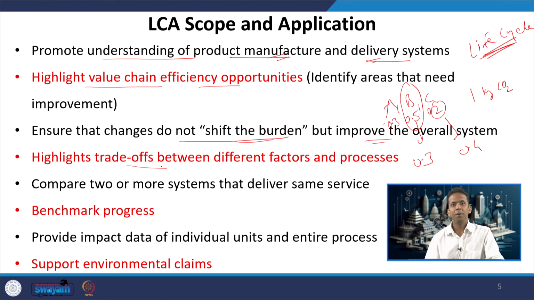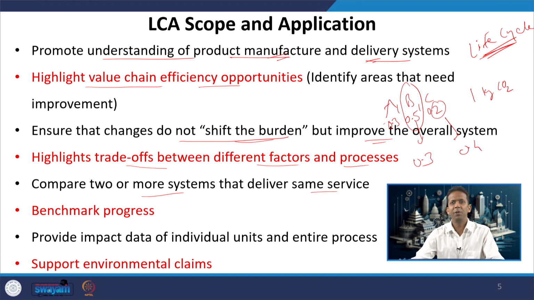Highlights trade-offs between different factors and processes. There are several factors in a single process, or many processes in a system, and if there are any trade-offs, those would be highlighted by LCA. If we have to compare two or more systems which deliver the same service, that can be done easily by LCA based on their environmental impacts.